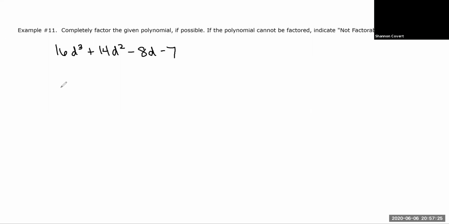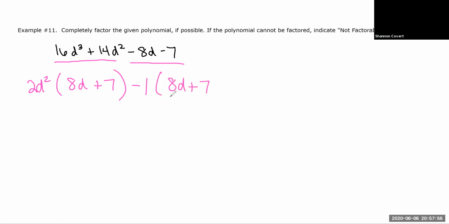So we're going to go straight into just looking at first 2 and last 2, trying to find that greatest common factor. So I know d squared, and it looks like 2 because they're both even. So that's going to leave me with 8d plus 7. On the second set of parentheses there, the only thing they have in common is a negative 1, which is going to leave me with 8d plus 7. So again, very nice. Got those 2 there. So that's my binomial common factor.